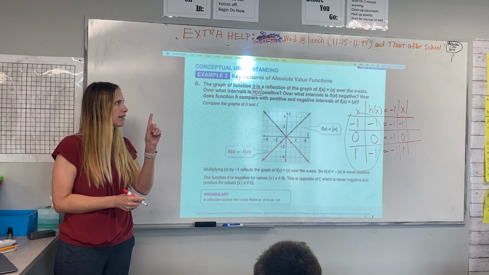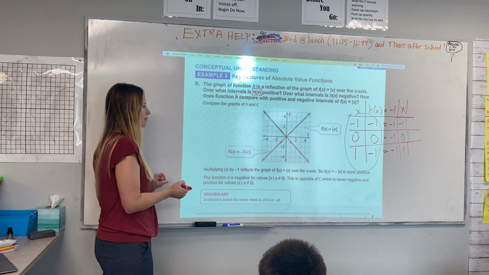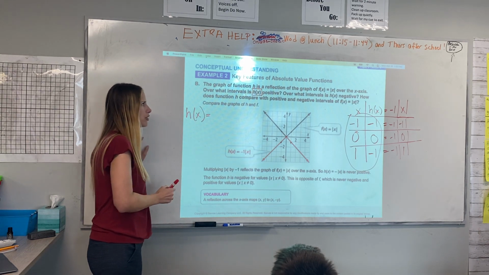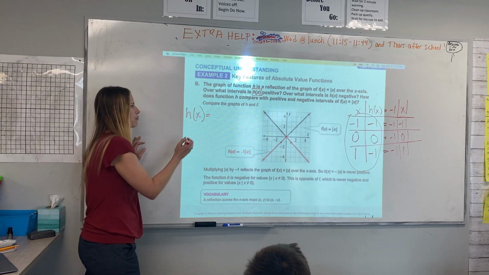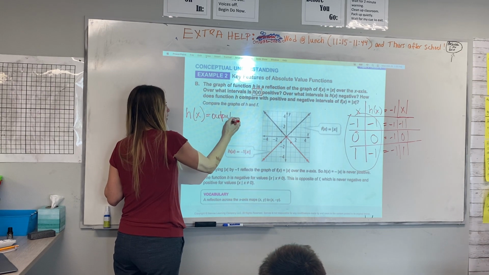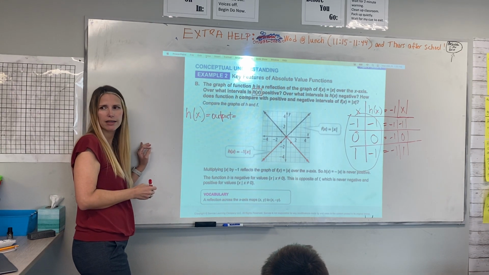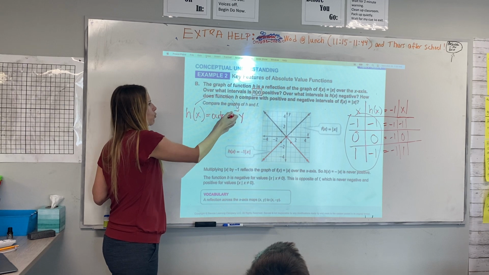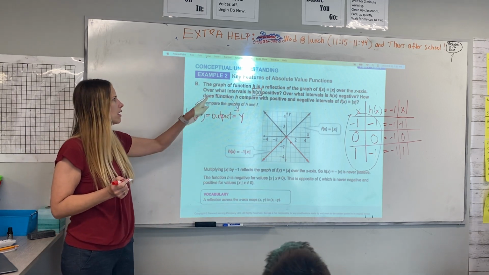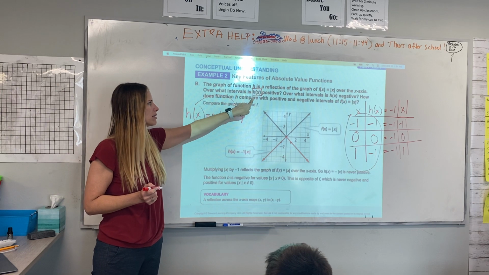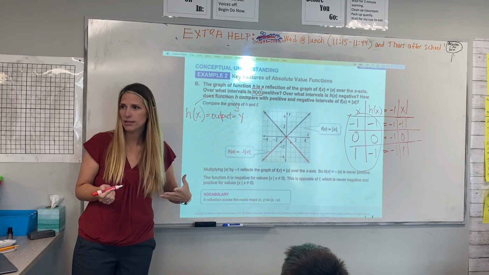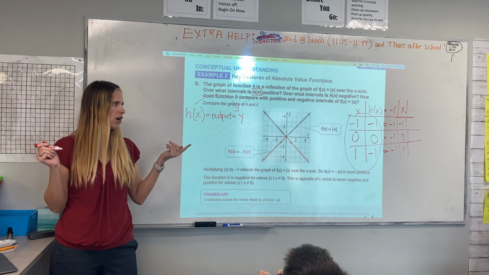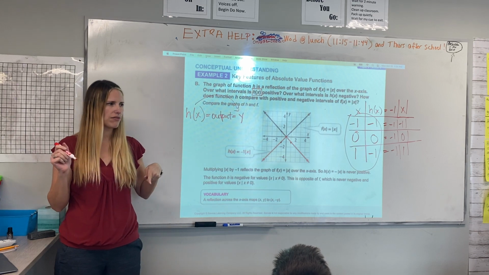Let's decode this for a second, because h of x, is it your input or your output? Output. If it's the output, is it the x or the y? Y. So h of x is all of our y values. So what they're asking is, over what intervals are all of the y values positive. Now, what intervals is it talking about? If we're talking about seeing if the y's are positive, then what are the intervals?